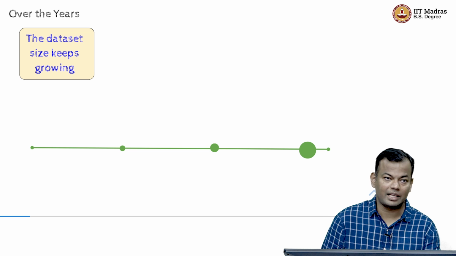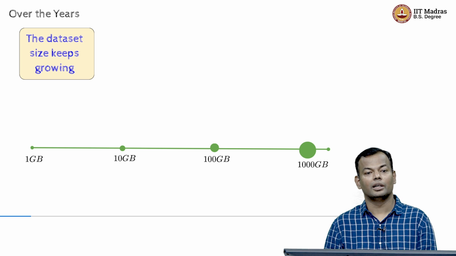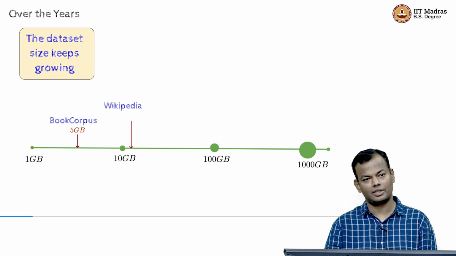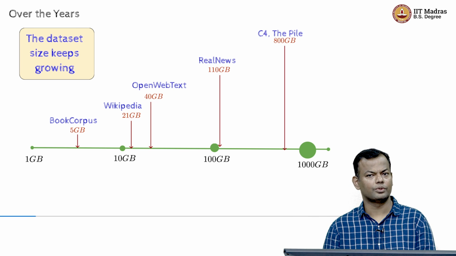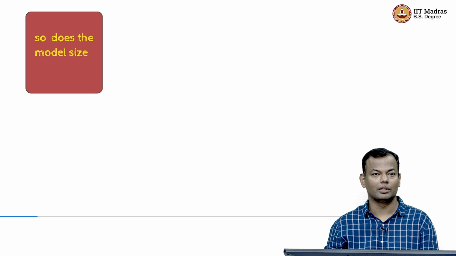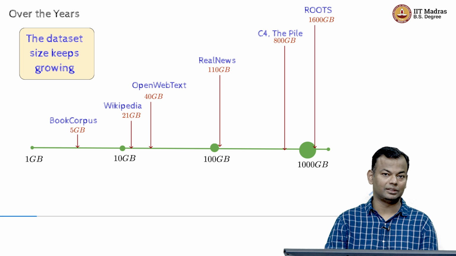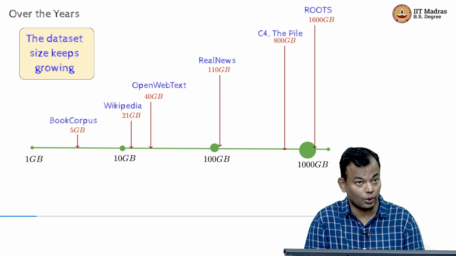So over the years, what is happening is that the dataset size keeps growing, right? Initially there was the books corpus, which was used to train BERT style models. Then people started using Wikipedia, then Open Web, Real News, C4, and now the roots corpus and many more, right? I mean, even bigger corpora have been released now, in the past 6 months or so. So this is constantly growing.